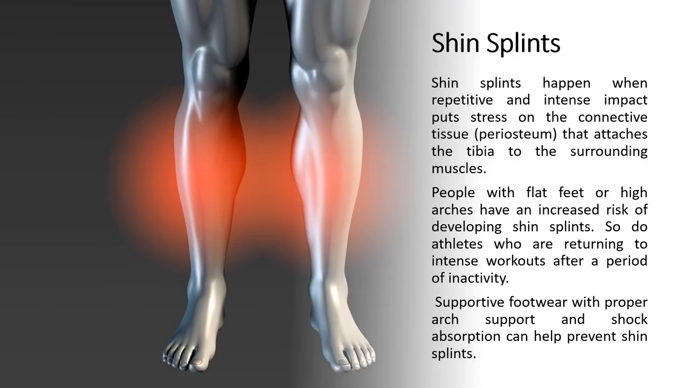Shin splints. Shin splints happen when repetitive and intense impact puts stress on the connective tissue, the periosteum, that attaches the tibia to the surrounding muscles. People with flat feet or high arches have an increased risk of developing shin splints. So do athletes who are returning to intense workouts after a period of inactivity. Supportive footwear with proper arch support and shock absorption can help prevent shin splints.